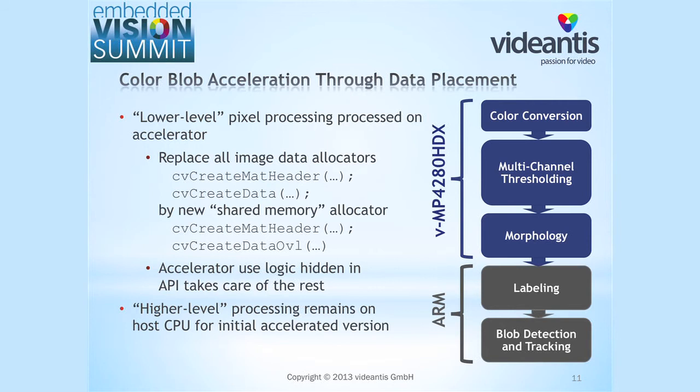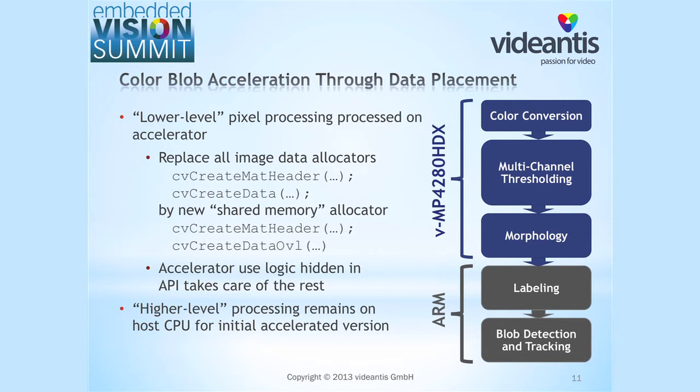So in order to really activate the processing on the accelerator, all you need to do in this flow is to make sure that the data that is being processed and the results area for your processed data is placed in this specific memory region. And the only difference you have here is that you have a new memory allocator. So instead of a cvCreateData, you have a cvCreateData, and we call it overlay. That's the only difference in the code. The rest is being taken care of under the hood.